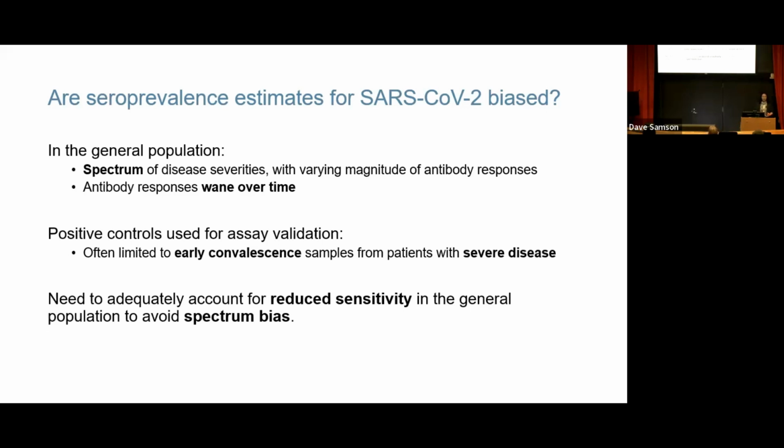But something that we and many others noticed early on in the pandemic is that the positive controls being used for validation were limited to early convalescent samples from patients with severe disease. Those are typically going to be individuals who have the highest antibody responses. So we did some work at the beginning of the pandemic to think about how we need to account for this reduced sensitivity of different serological assays in the general population in order to avoid this idea of spectrum bias.